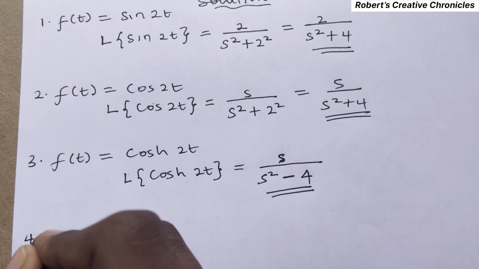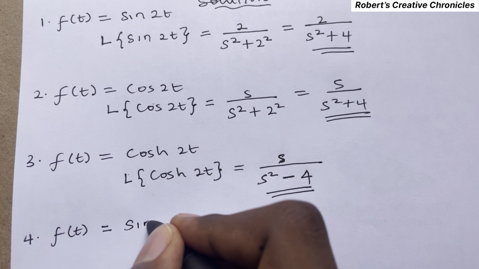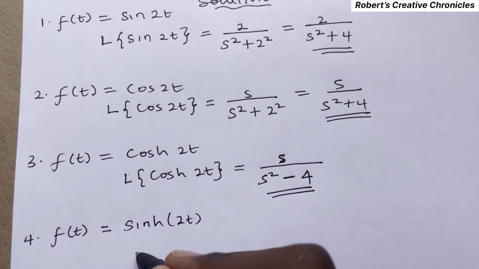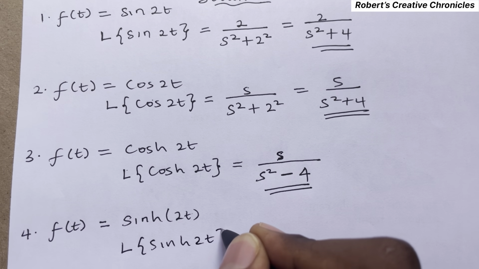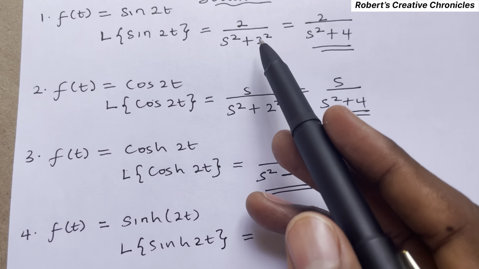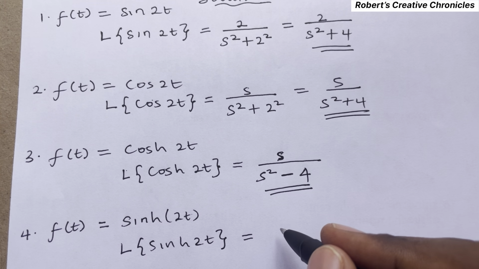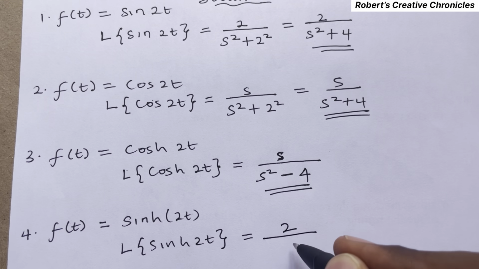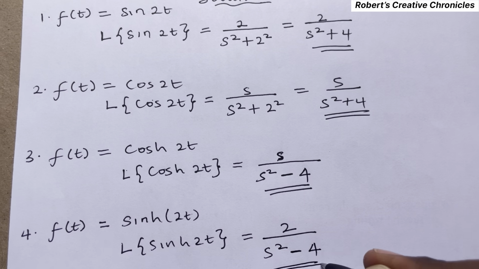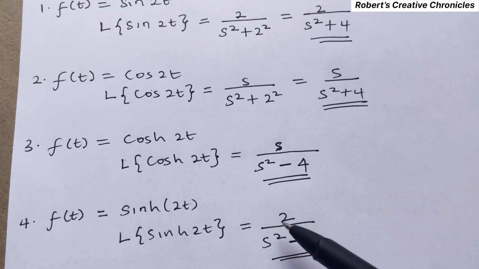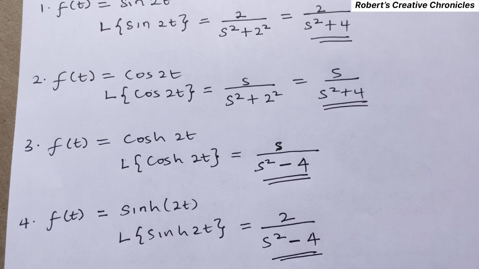Then this is sinh 2t. For this one, the Laplace transform of sinh 2t is the same thing as that of sin 2t, but the sign changes. So it is 2 over s squared minus 4. The difference is only the sign at the denominator.